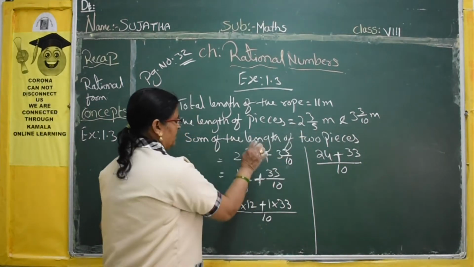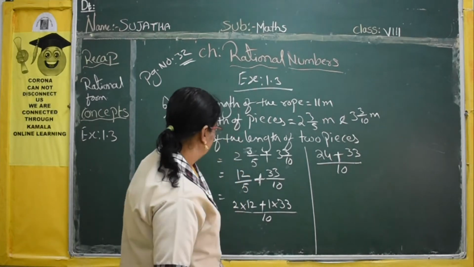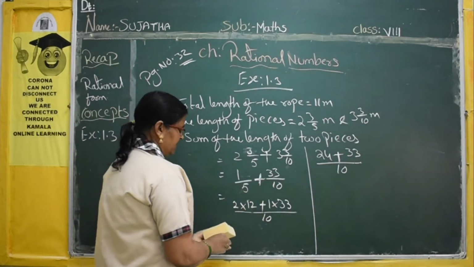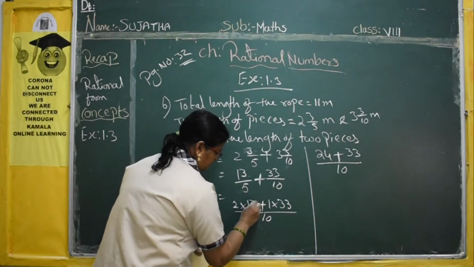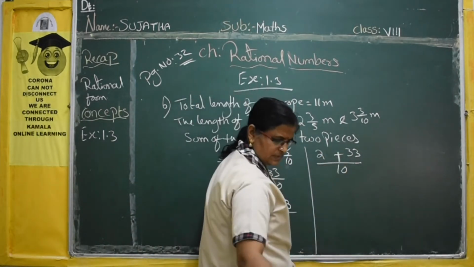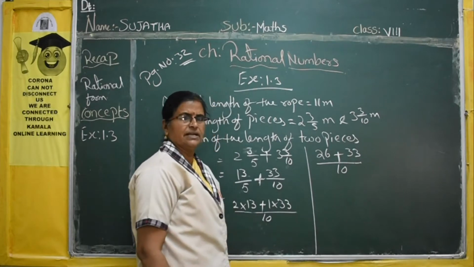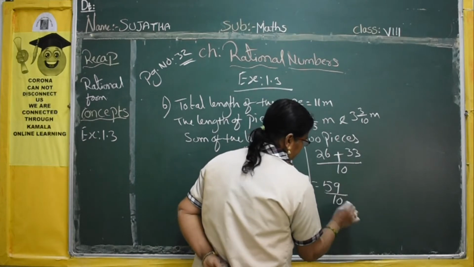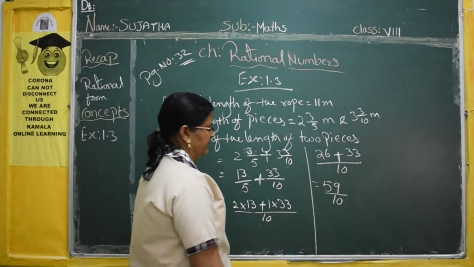Oh, this is 3 by 5, not 2 by 5. So here 5 2s are 10 plus 3, 13. Here 13 will come. Now this numerator becomes 13. Now 13 2s are 26. 26 plus 33, how much will we get now? 59 by 10. 59 by 10.